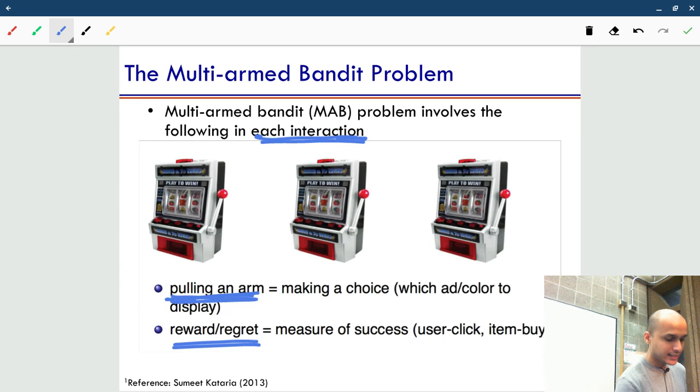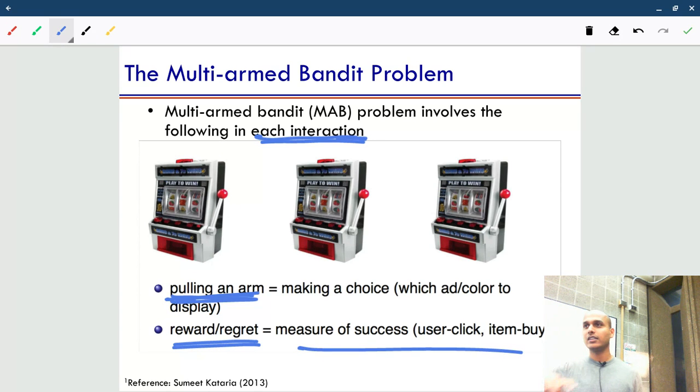And then I immediately get a signal, feedback, which is whether they converted, which is they finished the checkout process, or they did not. I immediately get a feedback. So just the terminology has changed. It's still the same as before.